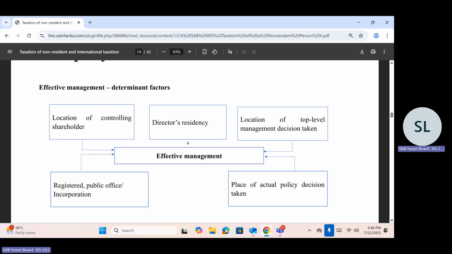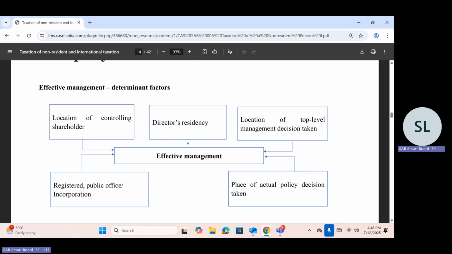That gives some sort of hint. Where the directors are residing, where they are residing. And the location where top-level management decisions are taken. Where the management decisions are taken. The registered office or place of incorporation, where it is. The place where actual policy decisions are taken. Those factors need to be considered.